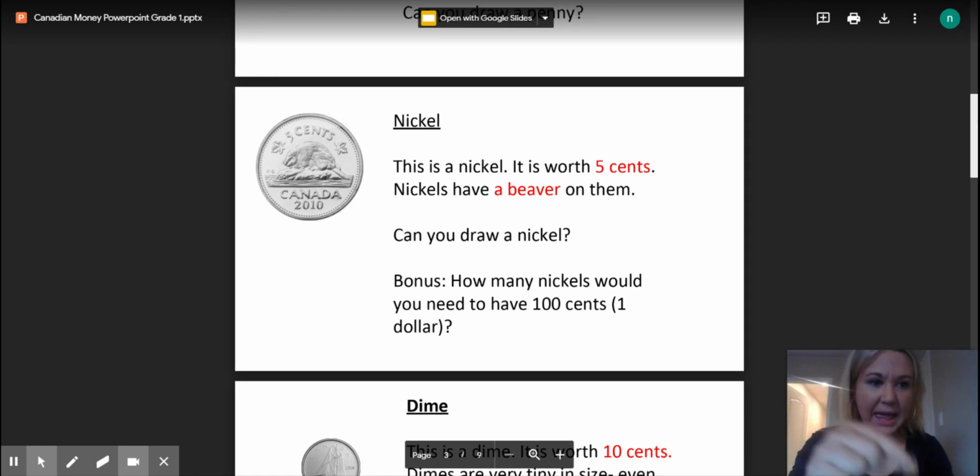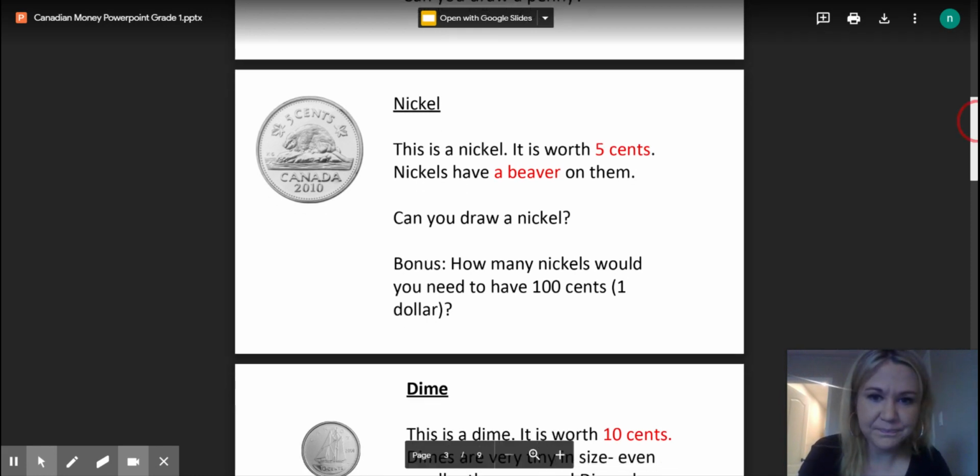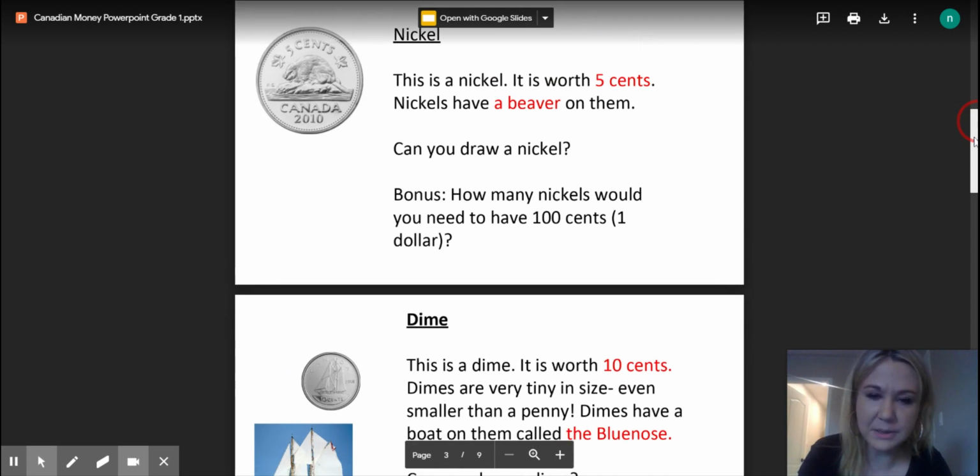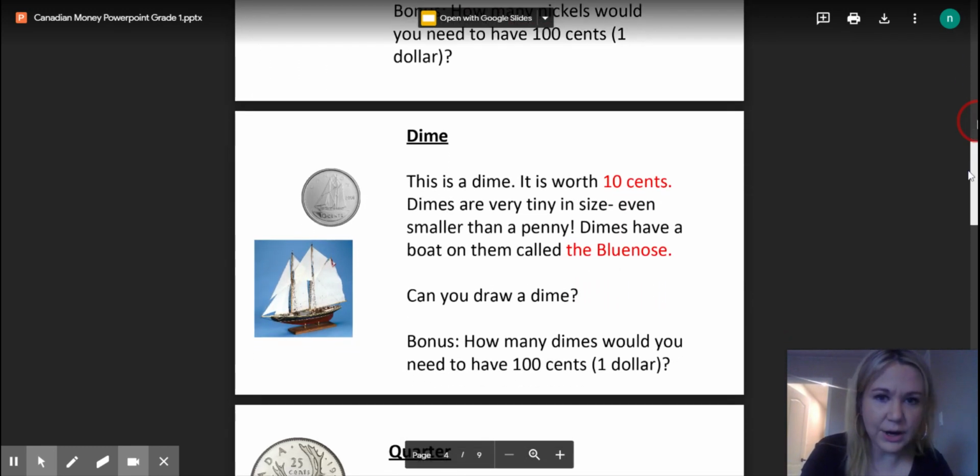5, 10, 15, 20, 25, 30, 35, 40, and you guys should be quite good at counting by fives. So that's how you count nickels, by fives. So draw me a nickel with a beaver on it. You guys are good artists.